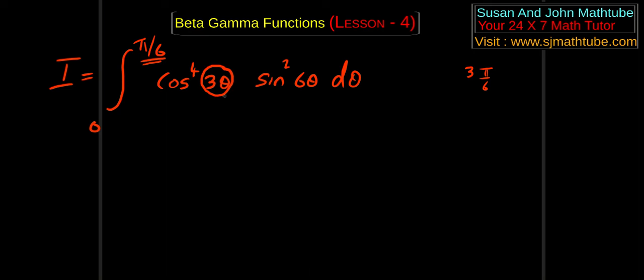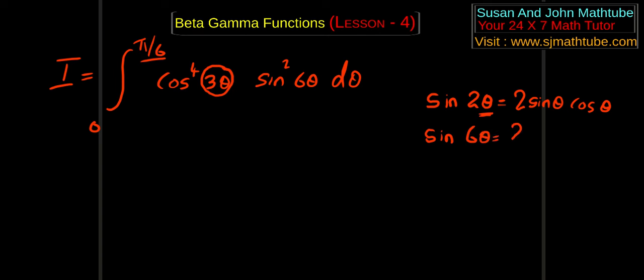That means our substitution will be 3 theta. Okay, and that means I have to do one trick. Can you tell me what is sine 2 theta? You might have learned this formula long back, maybe in class 9 or 10. Yeah, that is 2 sine theta cos theta. Now imagine we have sine 2 into 3 theta. That will be 6 theta. So I can write that as 2 sine 3 theta cos 3 theta.